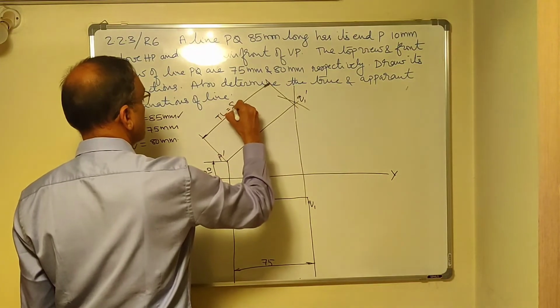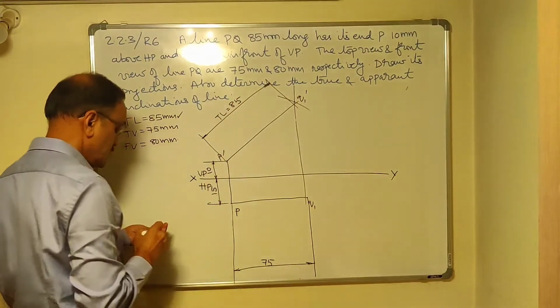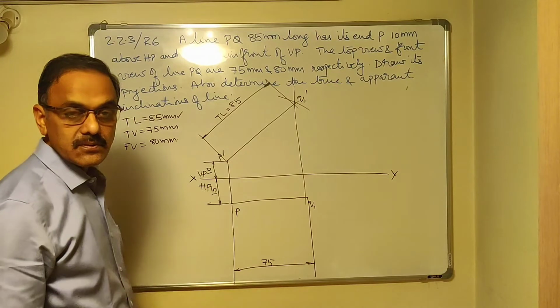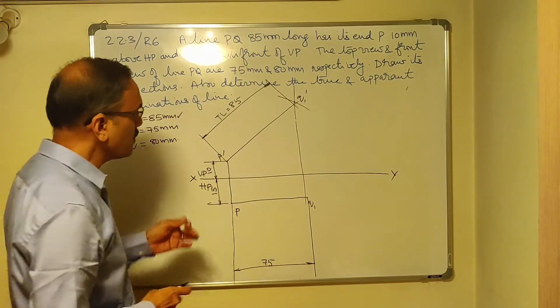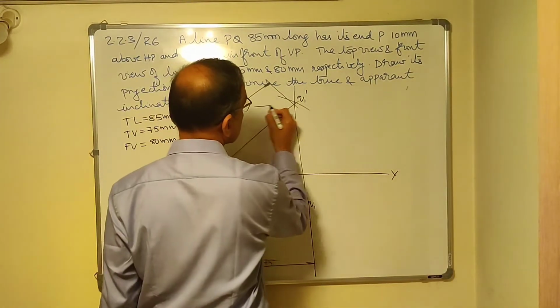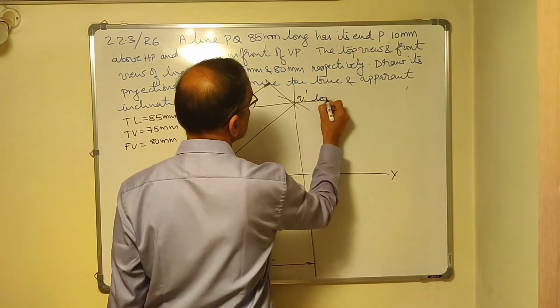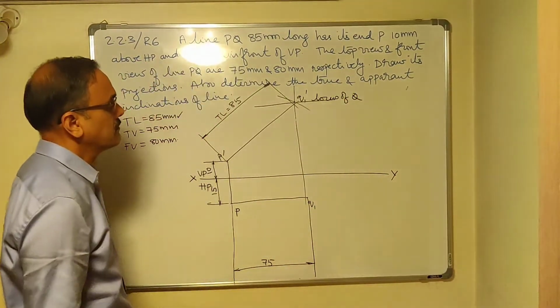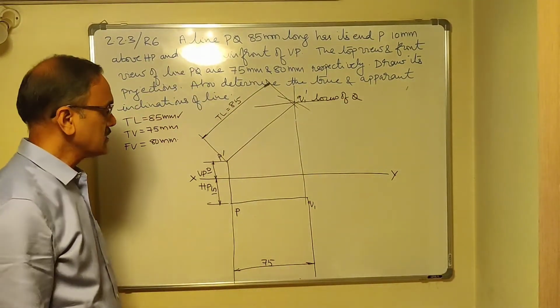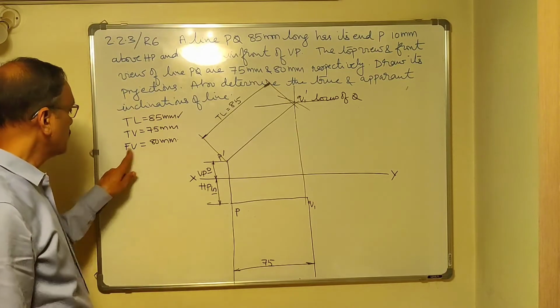True length is 85. So you made use of the true length principle. As soon as you get Q1 dash, you can draw its locus. Yes. Now, what is the front view?